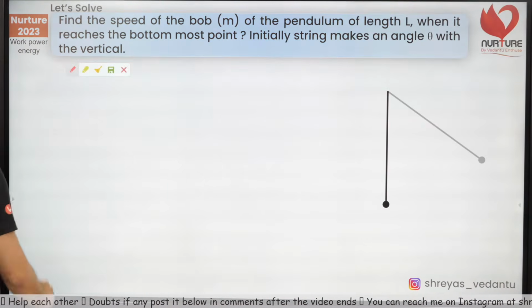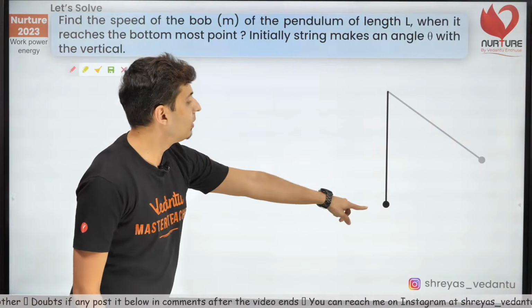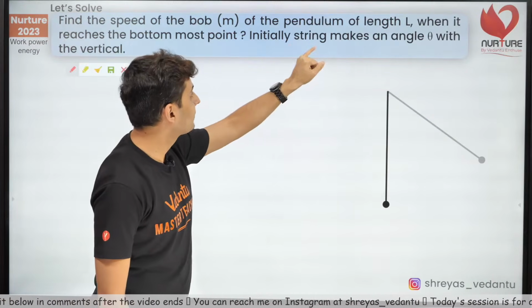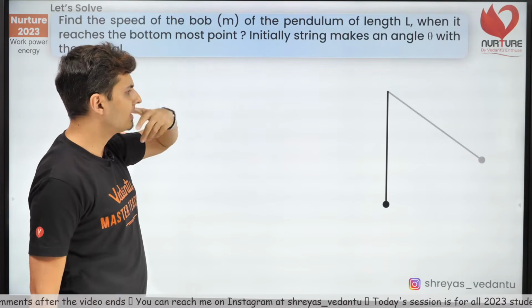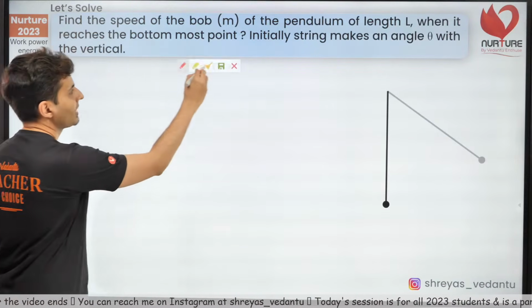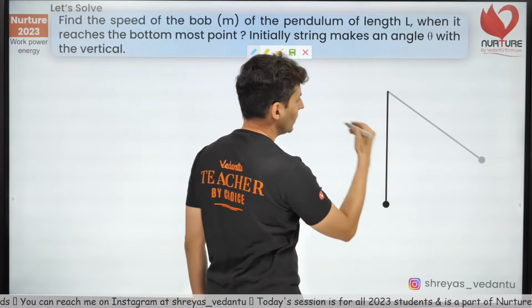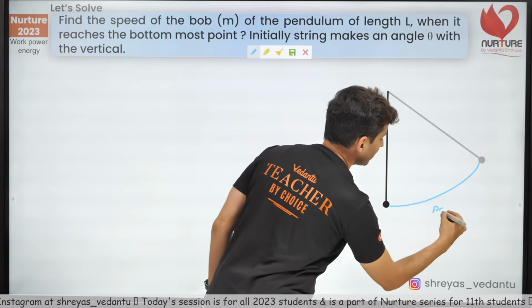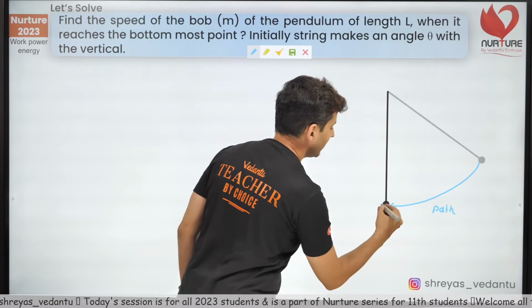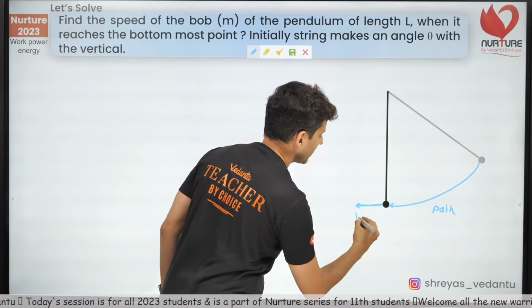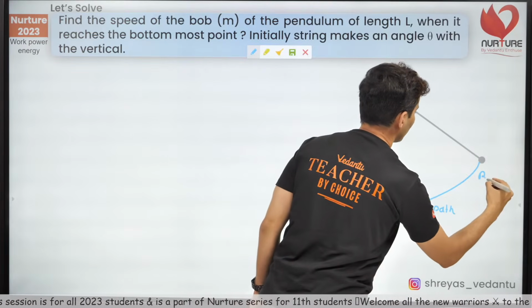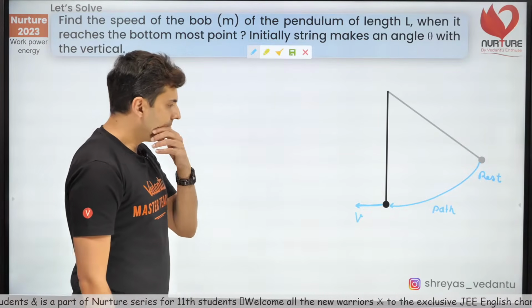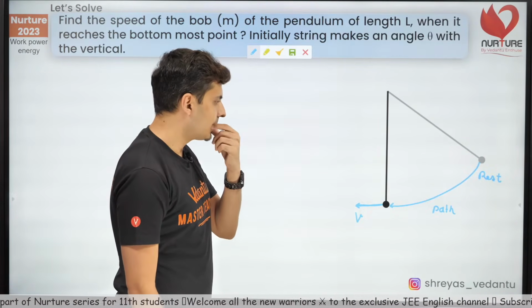Okay, now let's start solving this question. The speed of the bob of mass m of a pendulum of length L when it reaches the bottommost point, and initially the string makes some angle theta with the vertical. Okay, beautiful question. Let's see how to do this. So the bob comes like this. This is the path taken by it. It comes like that and it has some velocity. Let's say I call it v, and it is released from rest over here. Fair enough. Now the question is, what's this speed?